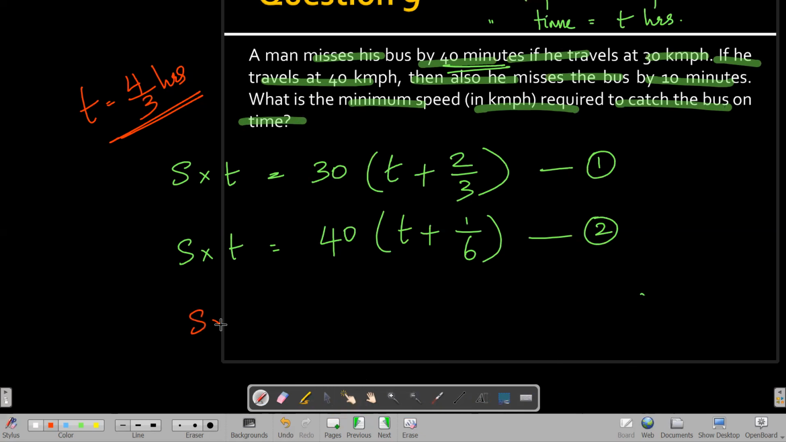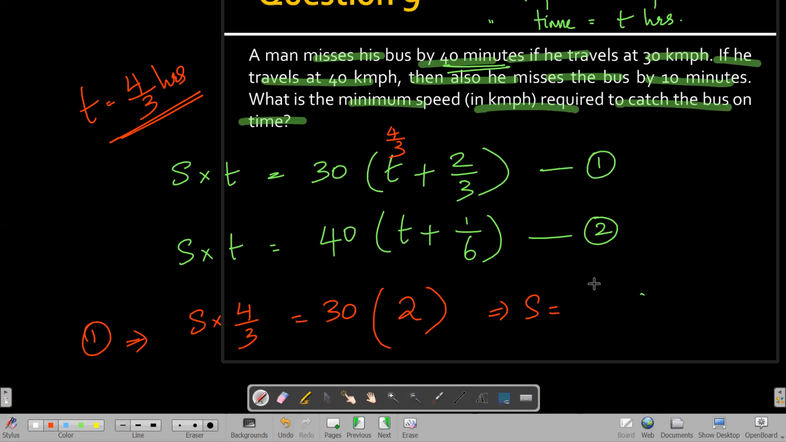So we can see that s into 4 by 3. I'm putting it in the first equation. So s into 4 by 3, it is equal to 30 into 4 by 3 plus 2 by 3, that is 6 by 3, that is nothing but 2. Got it? So from this, I can see that S, it is equal to 30 into 2 into 3 upon 4. All good? I'm just simplifying it. 30 into 2 into 3 upon 4.